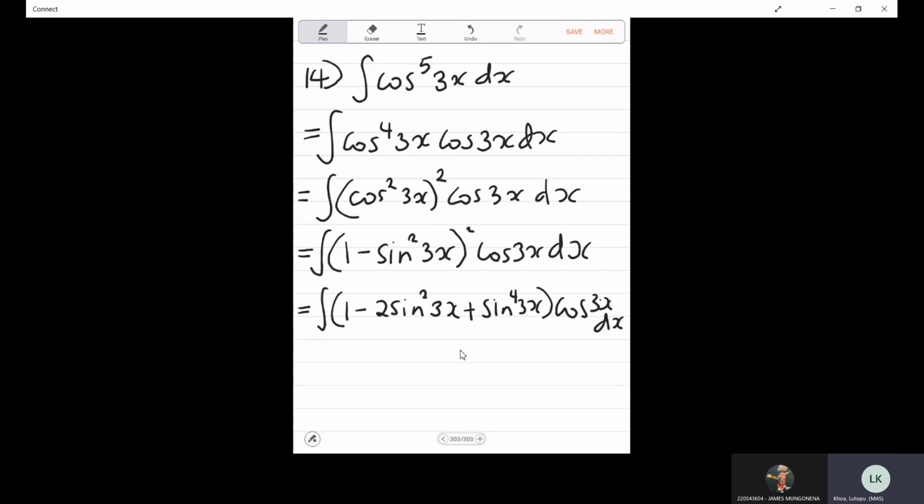Okay, so now that we have that, we can easily multiply out the brackets, and you can see I'll either just be integrating cos 3x by itself or a product involving sine and cos. And with that, I just use the substitution method. So this is the integral of cos 3x minus 2 sine squared 3x plus sine to the power of 4 of 3x cos 3x.